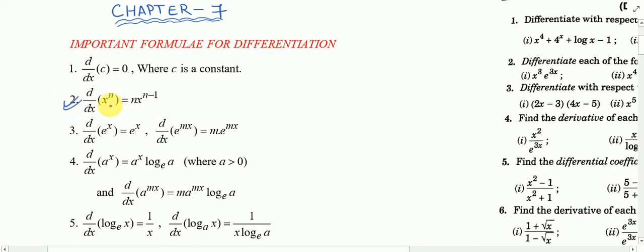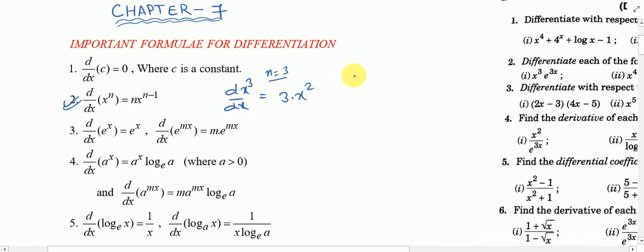Here if you have any function of this type x to the power n, then differentiation will be n into x to the power n minus 1. Here n can be anything. It can be positive, negative, fraction. So for example, if I write differentiate x to the power 3 with respect to x, then here n is 3. So using this formula you will get 3 times x to the power n minus 1, that means 3 minus 1, so you will get this.